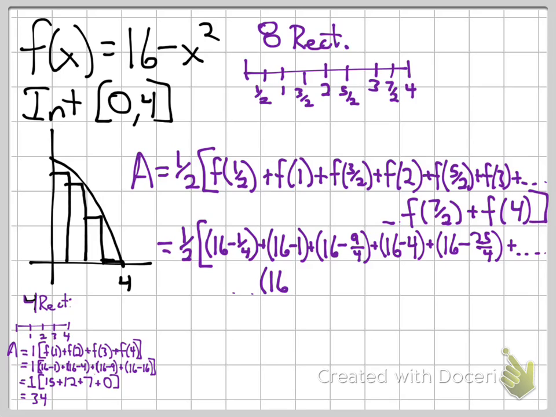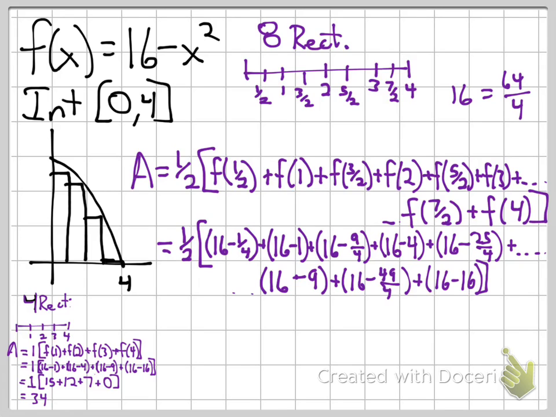Then we have 16, next one is 3, so that's going to be minus 9. Next we go 16 minus 49/4. And then the last one, 16 minus 16. Now off to the side, real quick, if I had 16, that's going to be 64/4. I'm just going to use that to help me through this. So we got 1 half in our lead. So 16 minus 1/4 is going to be 64 fourths minus 1/4, which is really what I'm doing right here. Just don't want to have to write that step again.